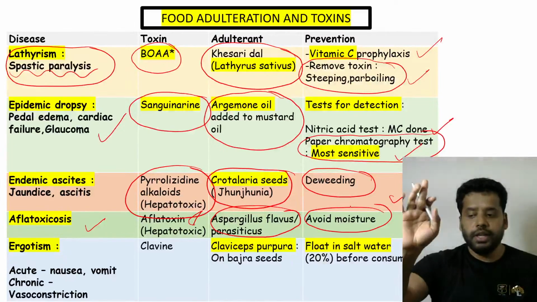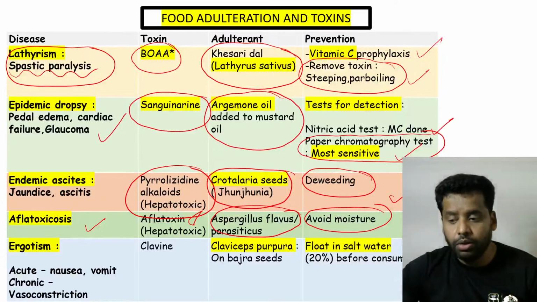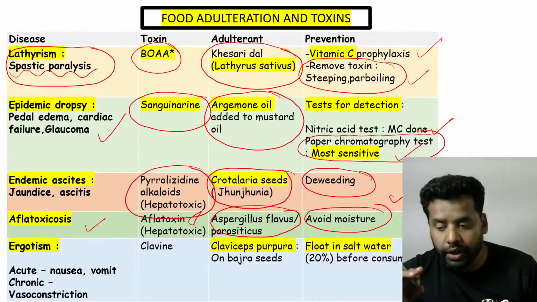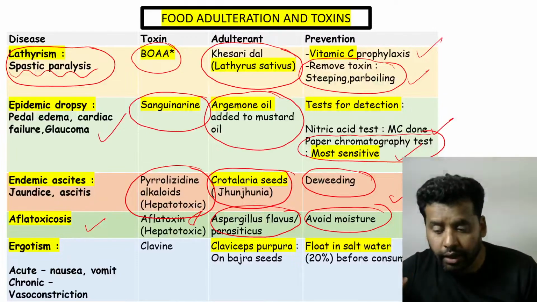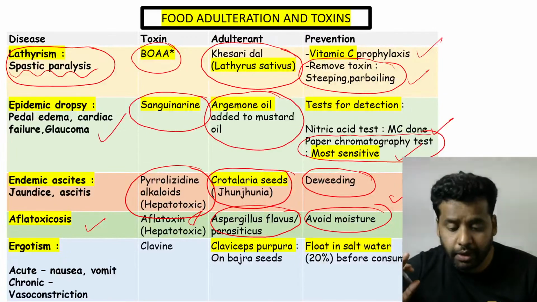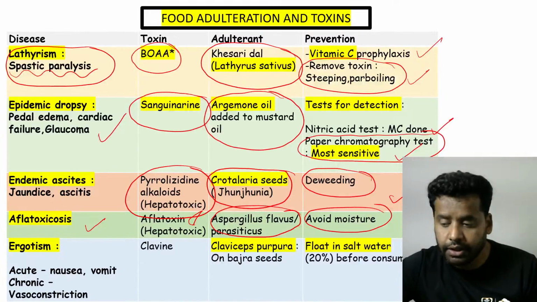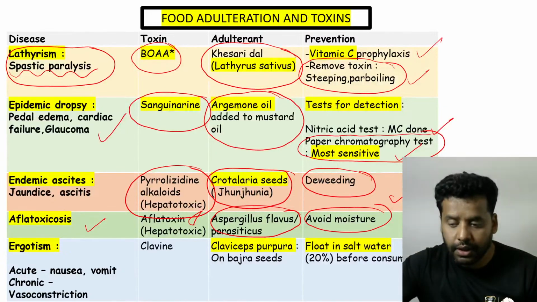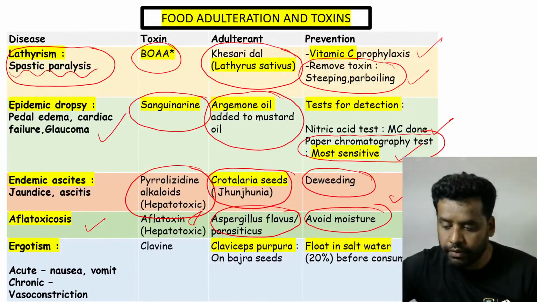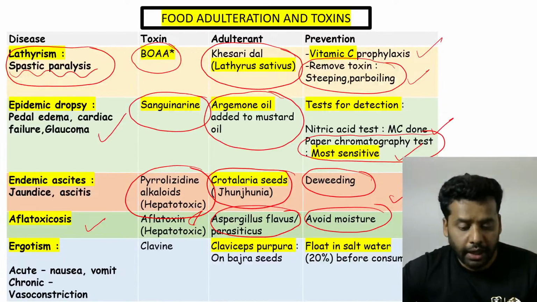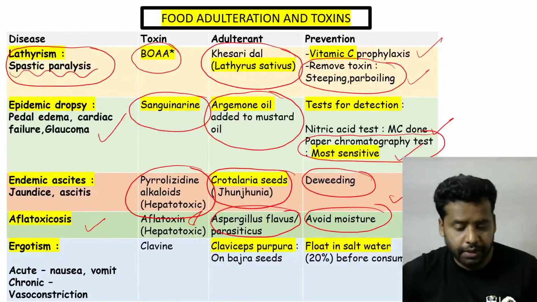Proper storage conditions are a must. Warehouses, godowns, when you are keeping grains, storage conditions are very, very important. So storage conditions are important to prevent which fungus? If they ask, it is aflatoxins. Aflatoxins are released by aspergillus.